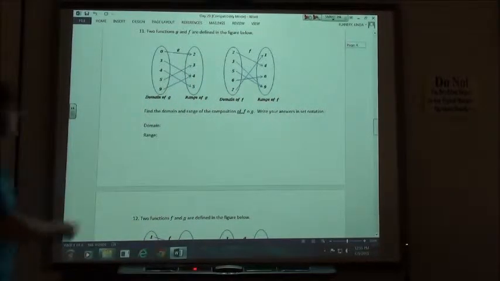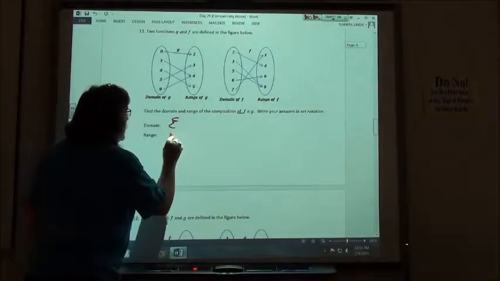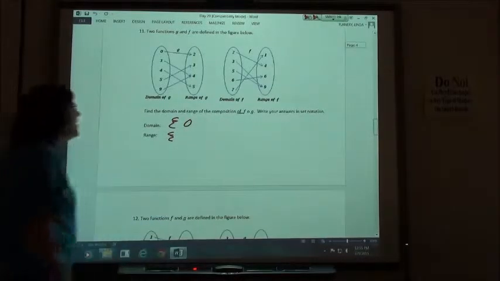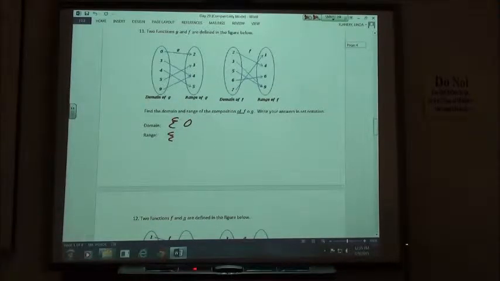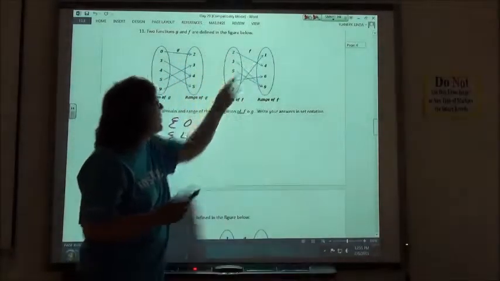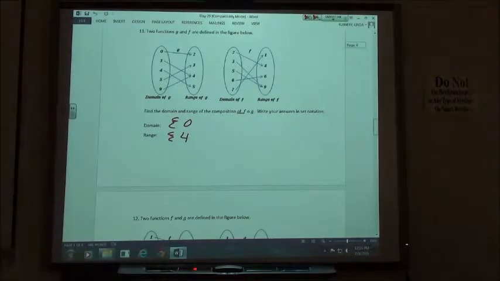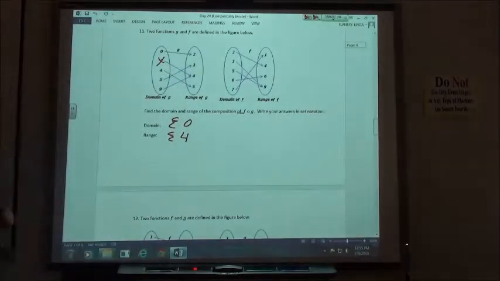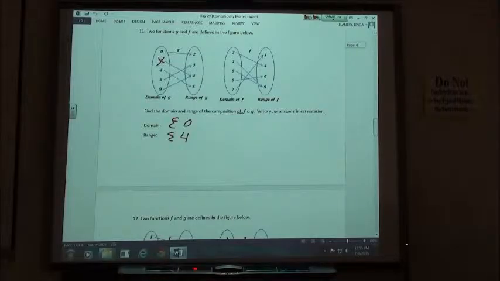So, number 11. My domain. Am I going to use the 0? Yep. If I use 0 in my domain, what am I going to put in for my range? The 4. 0 went to 2, 2 went to 4. Am I going to use the 3? Nope. 3 went to 4, but there's no 4. Can't do that one. Am I going to use the 4? Yes.